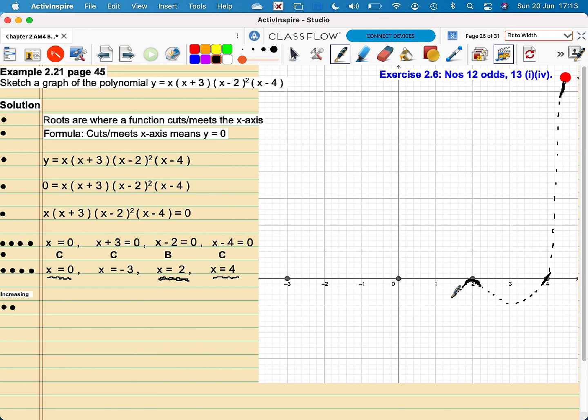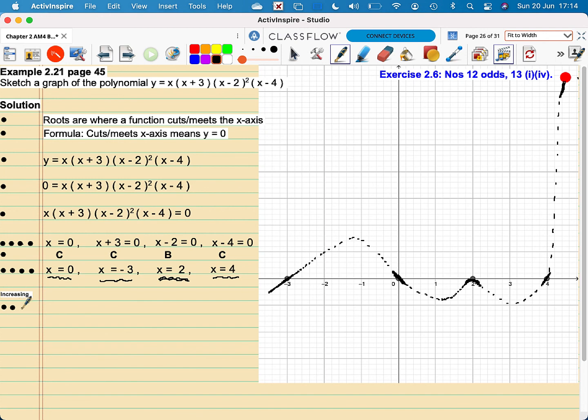Now at x equals 0, it turns and it starts to go towards x equals 0. And we know it's cutting, which means it will go through. And if it goes through, then it has to turn in order to make its way towards x equals minus 3. But we know at x equals minus 3 that it's a cut and it will travel through it. Now that is my representation of this graph, and that will be completely and utterly acceptable by the examiners.